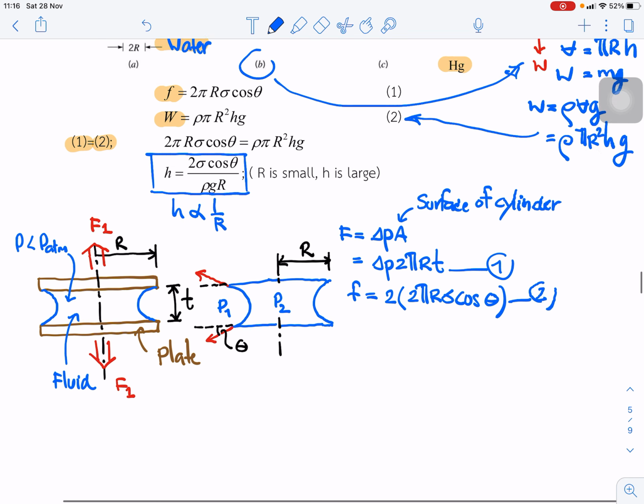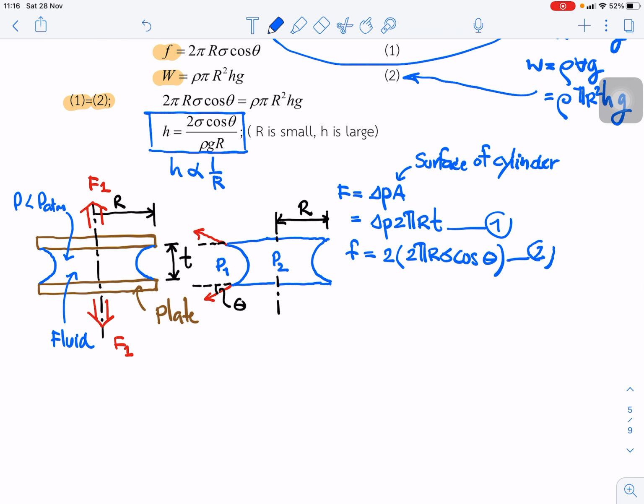And this case shows if we have fluid in between plates. Okay. For example, this is a plate on the top and the bottom, and the fluid in between, like a glass and the water in between. Because of the surface tension, you have to apply force to separate the two plates. Okay, and we can draw the free body diagram of this fluid.